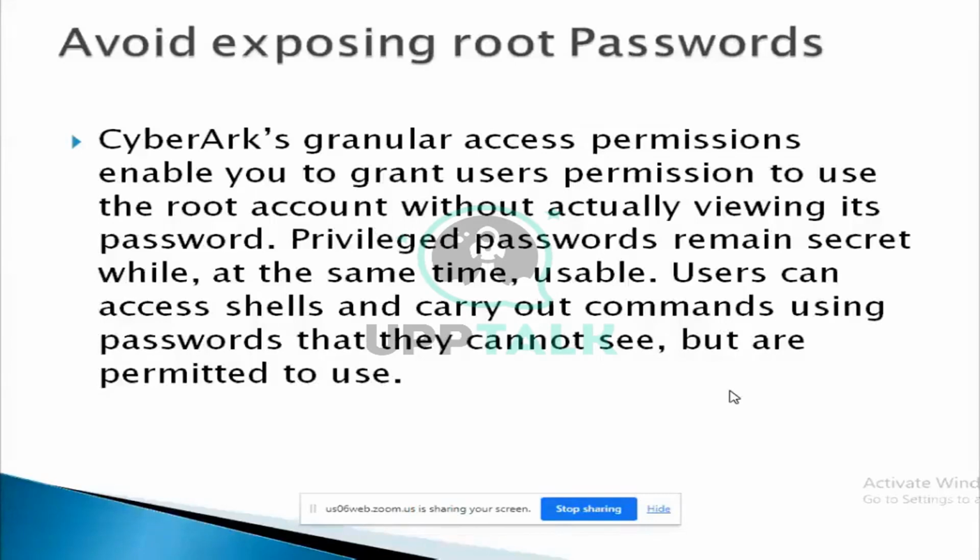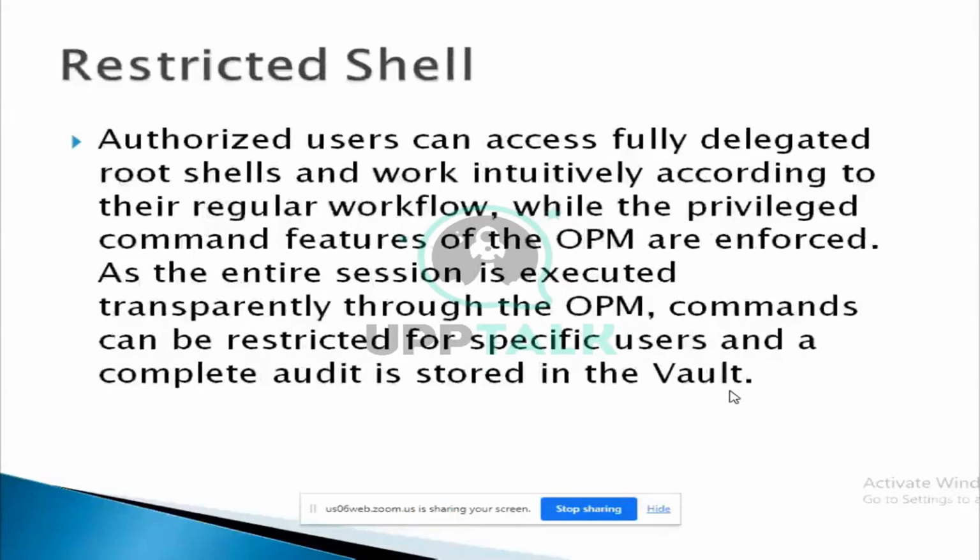Without revealing the passwords, the privileged passwords remain secret while at the same time usable. Directly, without the credentials being visible or handled, we can connect to the target system the same way we connect in the CyberArk app, by using the commands. Restricted shell. We can restrict some of the permissions. For example, if I want to get all the information from the user's list or whatever it is, I can get it, but for that also some permission is required. Based on that, we can restrict as per the permissions we are providing in this app.